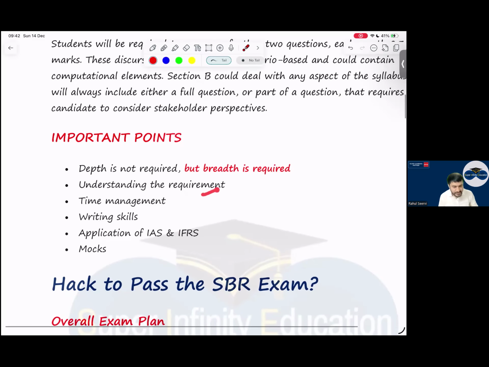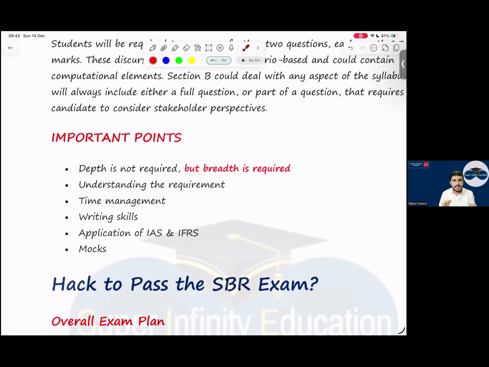Then understanding the requirement is very important. What is the question asking? What is the question asking you? Many students will face difficulty in this. They will just read the requirements, and not understand what the examiner is asking us. So it's important that you first understand the requirement.